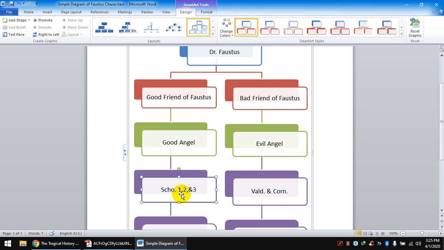Well, in this scene we have the first and second scholars. They are the good friends of Dr. Faustus. They have good intentions about Dr. Faustus. They want to help Dr. Faustus. And before the end of the play, the third scholar will appear.